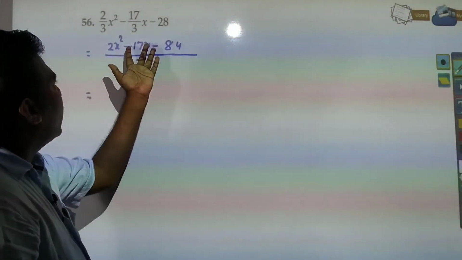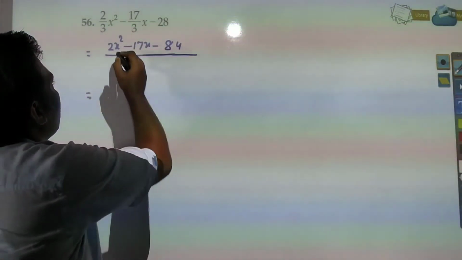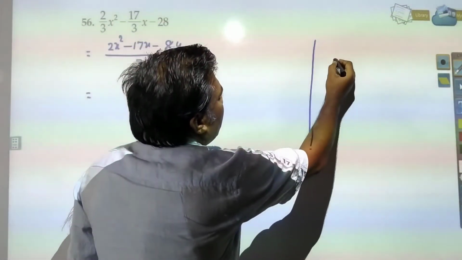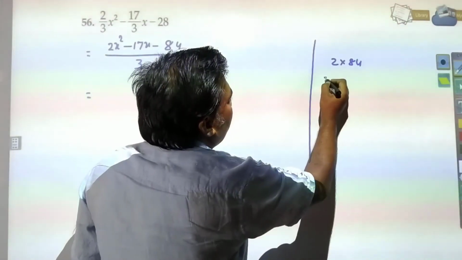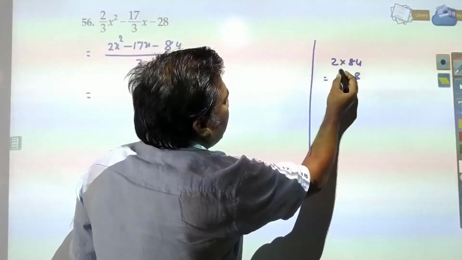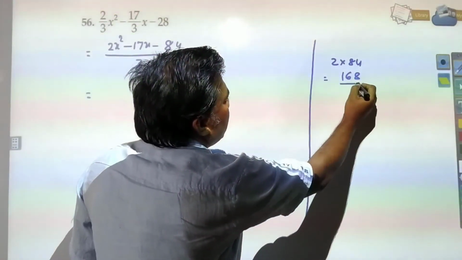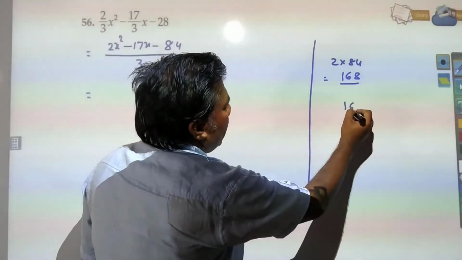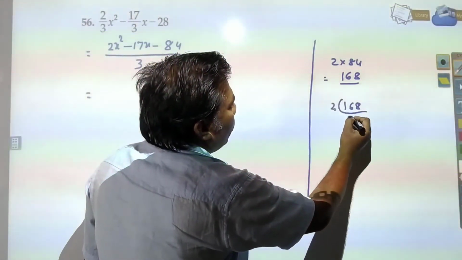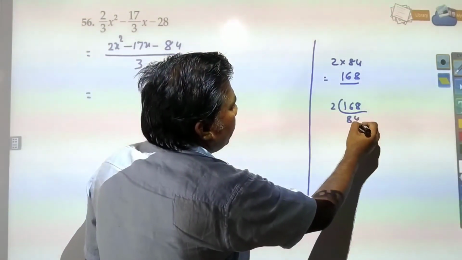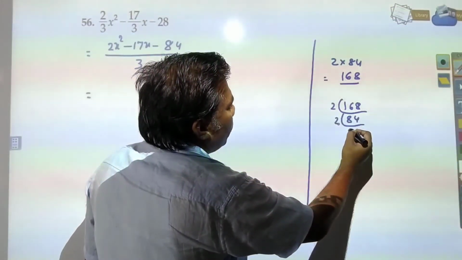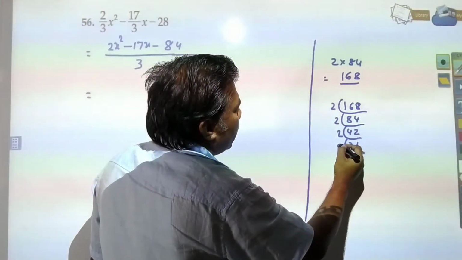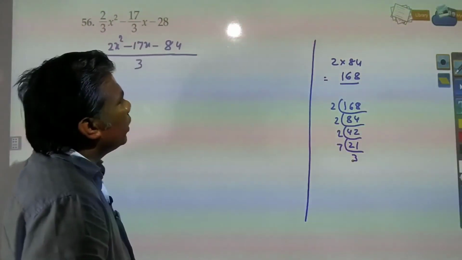Now this is required to be factorized. So here you see 2 and 84 is required to be multiplied. 2 into 84 will be 168. So 168 is required to be factorized now. 2 8s are 16, 2 4s are 8, 2 4s are 8, 2 2s are 4, 2 2s are 4, 2 1s are 2, and 7 3s are 21.